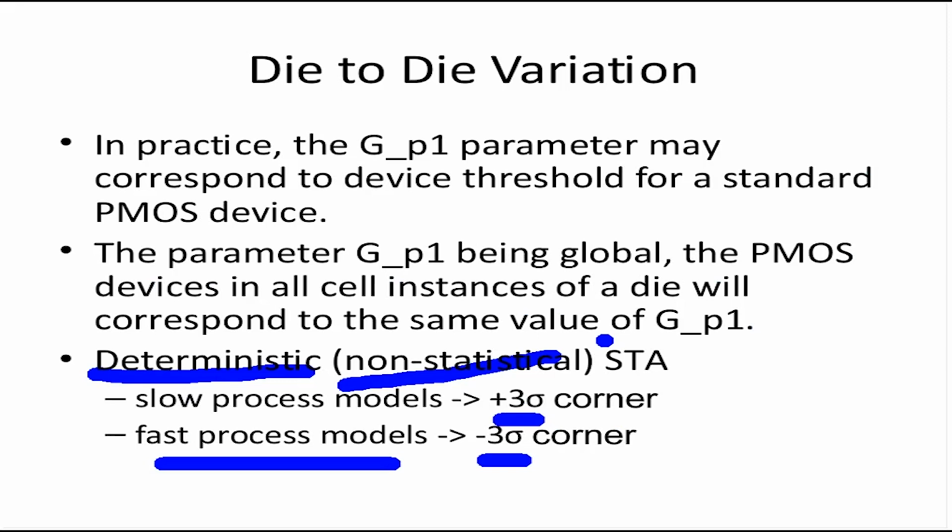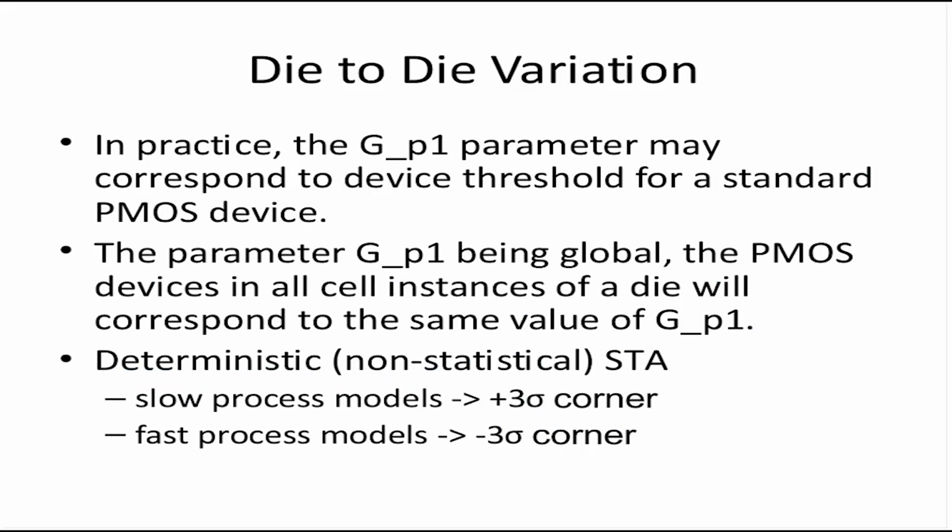So that's why in corner based STA, we call the operating condition a global corner, right? Because it corresponds to global variation.